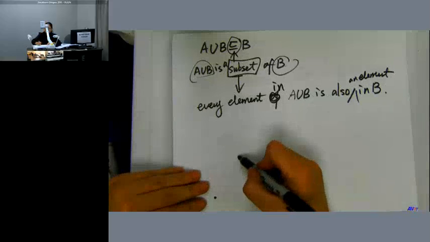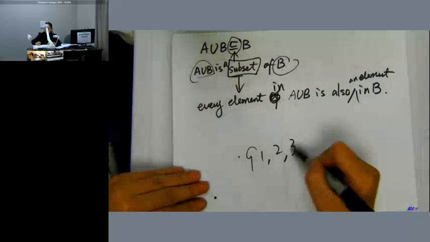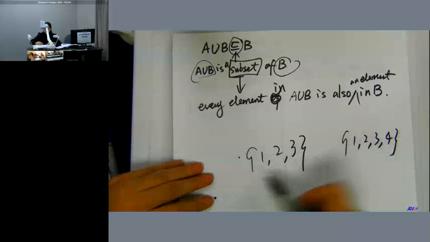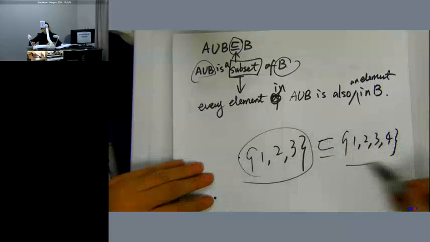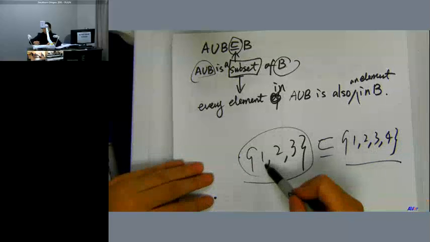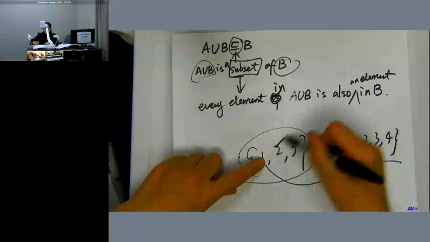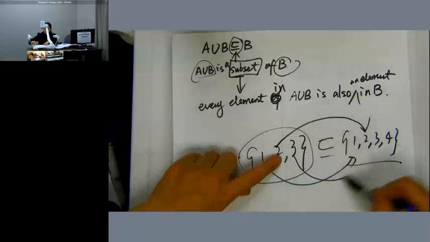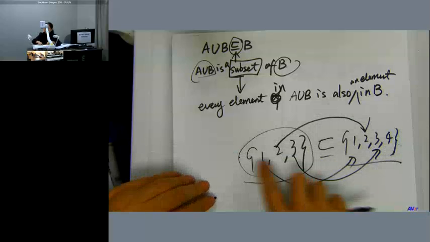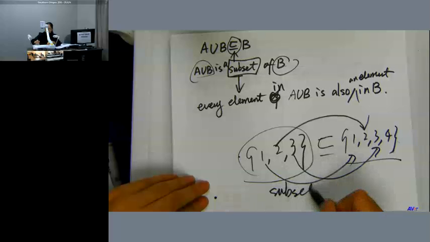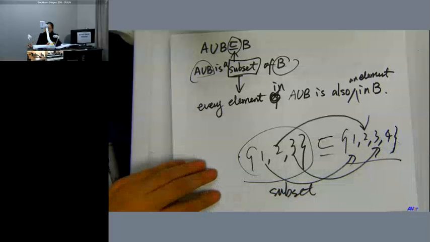If you have 1, 2, 3, and you have another set 1, 2, 3, 4, and you say that is a subset of that, right? Because every element, the first element of this is in the second set. The second element is also in the second set. The third element is in the second set. Every element is in there, so we call this a subset.